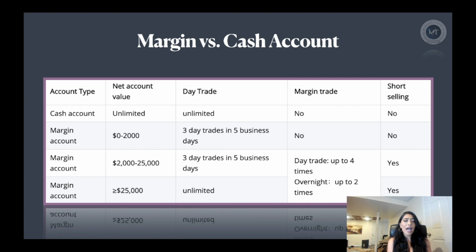So some questions you want to ask yourself prior to figuring out what account you want to open is, one, what kind of trading style are you going to utilize?